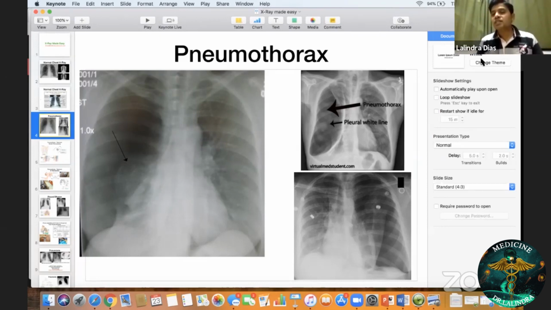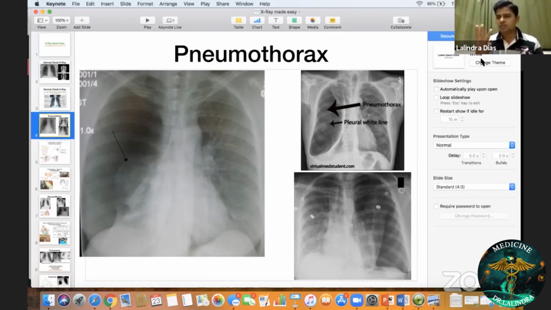So what are the clinical features of pneumothorax? Now, if a patient presents with pneumothorax, they come with sudden onset, severe shortness of breath. The cardinal symptom, or the main symptom, is acute onset. The patient had been all right before. Acute onset, shortness of breath, very dyspneic.